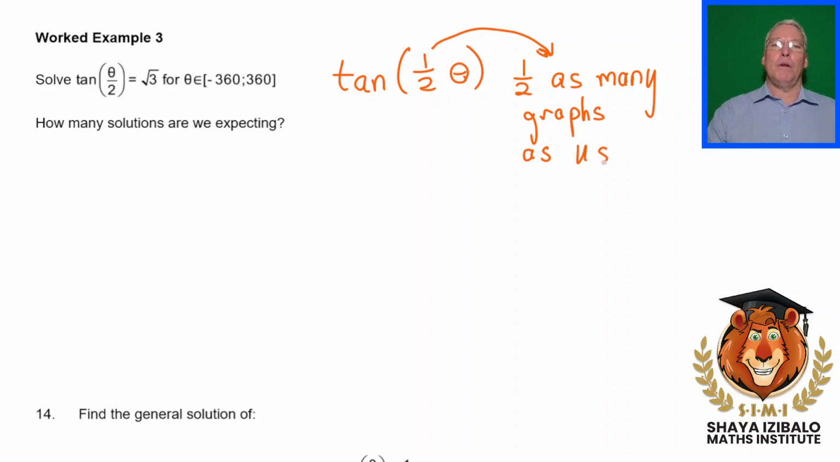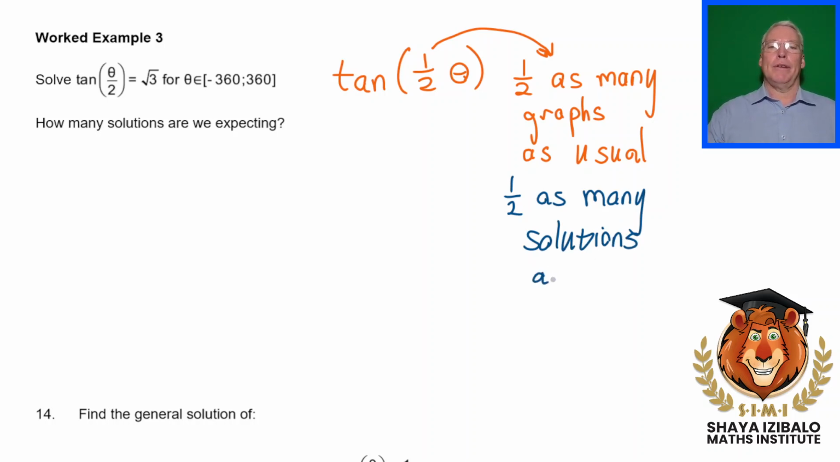And that means that we will in fact get half as many solutions as usual. So normally we get 2 per 360 degrees. Now we're only going to get 1 per 360 degrees, right?